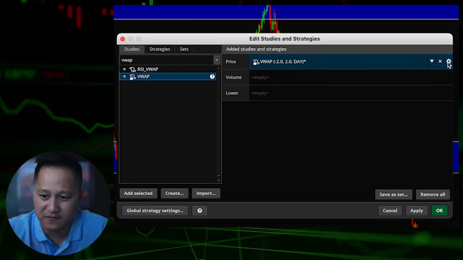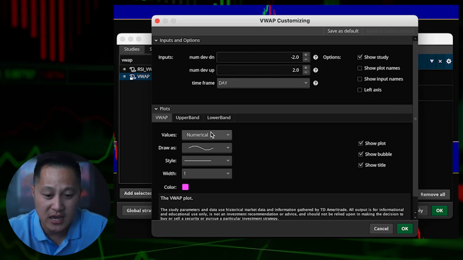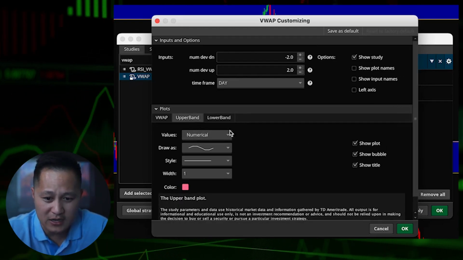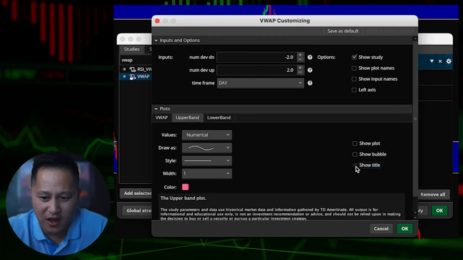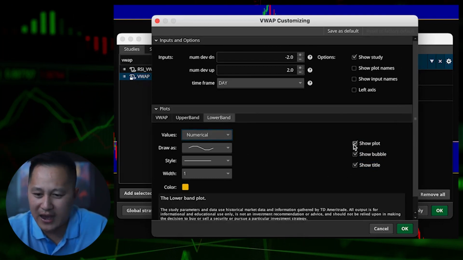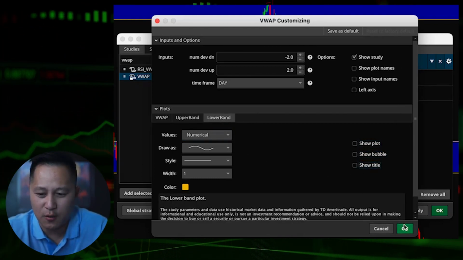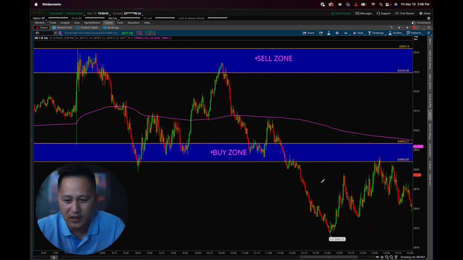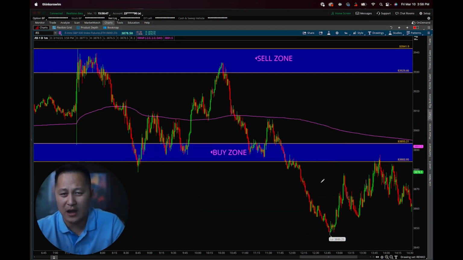And do me a favor, before you finalize this process, go to the upper band and lower band and unselect the plot, bubbles, and title. I don't care what the upper band is, I don't care what the lower band is. I just want to focus on the value of VWAP as it moves throughout the day.